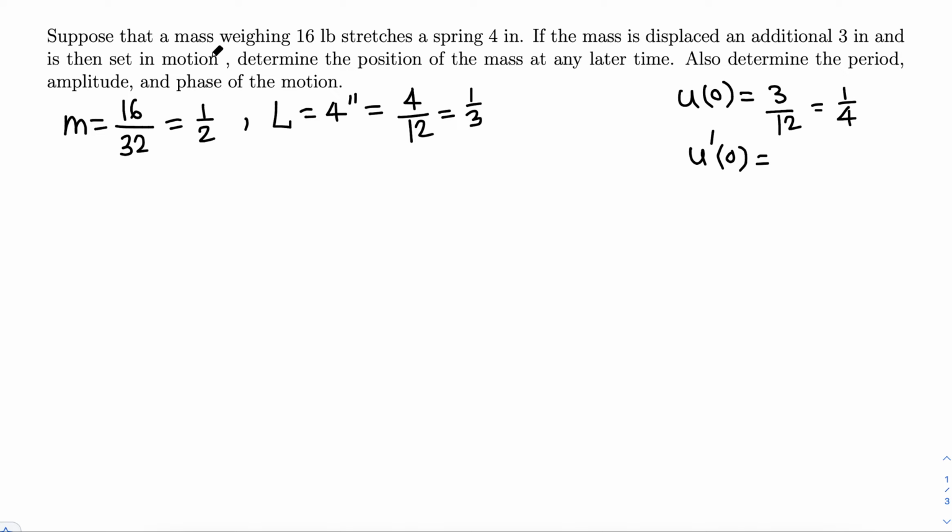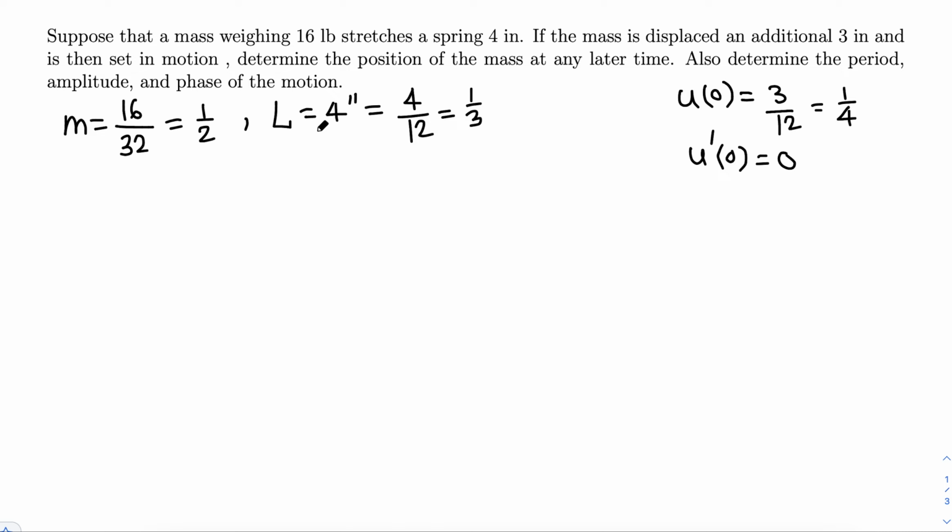I mean, there is none. None means 0. And determine the position, that means the displacement of the mass at any later time. That means u(t). What is u at any time t? Also determine the period, amplitude, and phase of the motion.